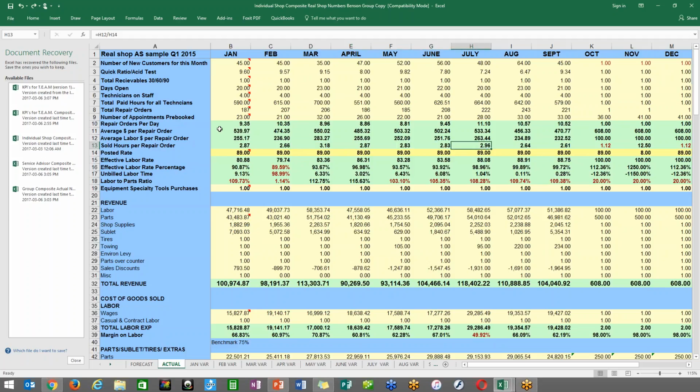This month he actually got up almost to 3 hours per work order. So I'd want to analyze that a little bit further with my shop. And if this was a management group, I'd say in July, what did you do? What did you do differently to go from your low end of 2.6, it looks like, to 2.96? Of course, in March he did 3.18. So I'd want to know what happened.